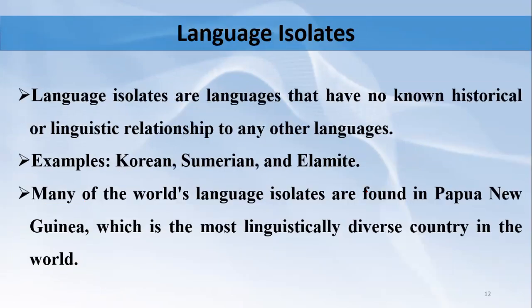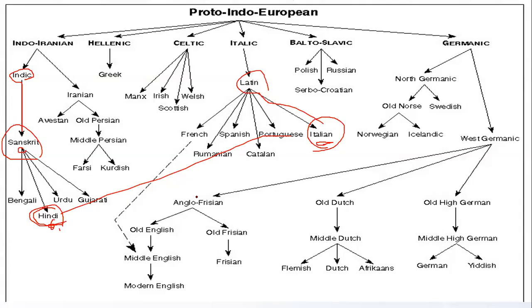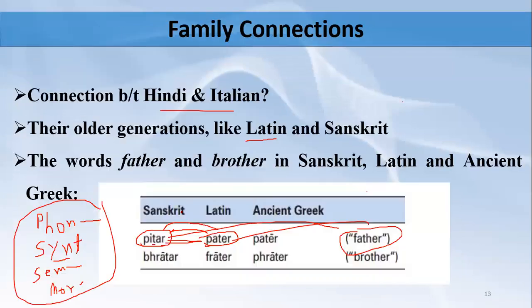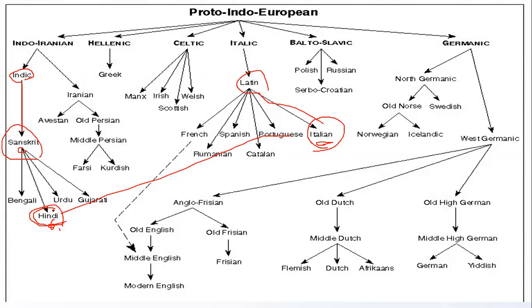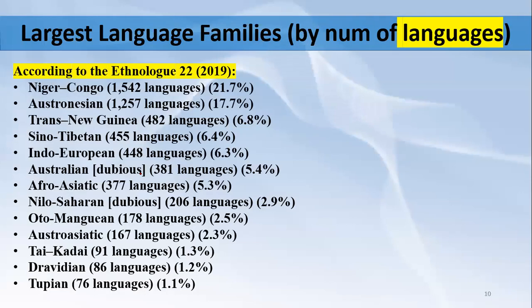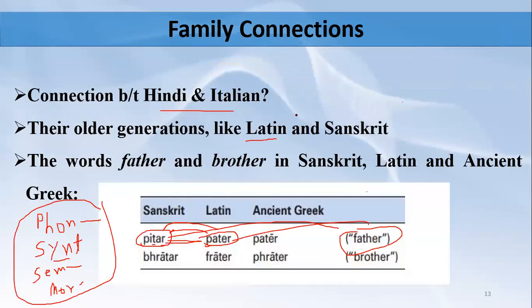Now coming back to that language family, if we look at the word pitara from Sanskrit language, or even Hindi language, and the word pater here, it means that the two words are more or less alike. Linguistically, they are similar because those linguistic features are more or less the same, not completely. So we can conclude that these two languages have got certain connections. And such connections are called family connections. The linguistic connections or similarities between two languages are called family connections.